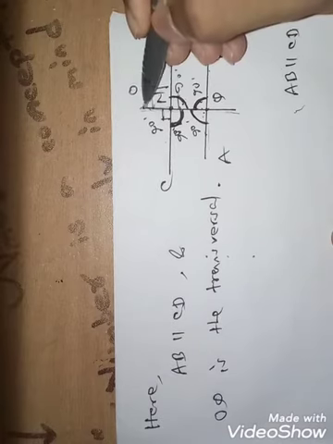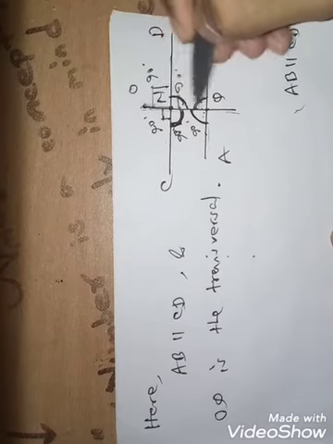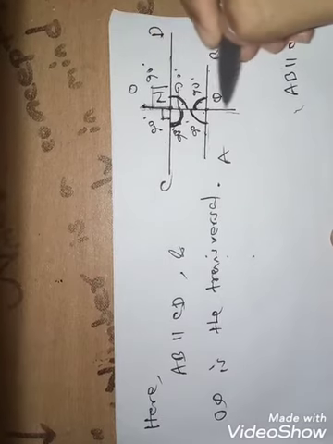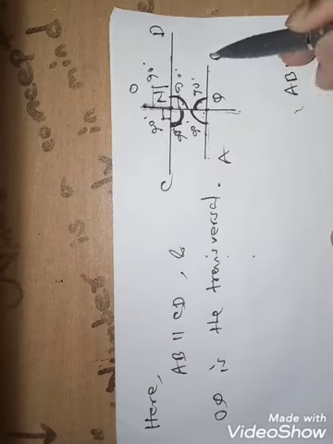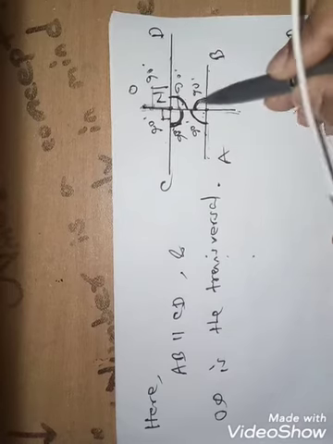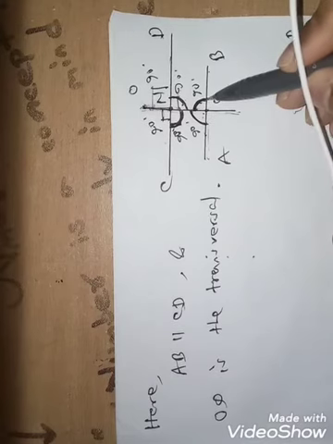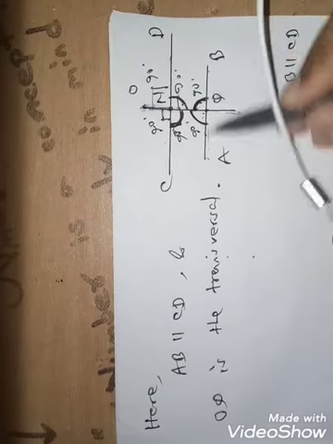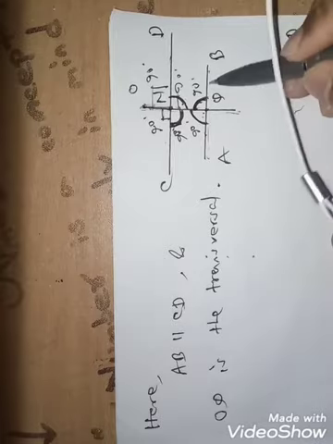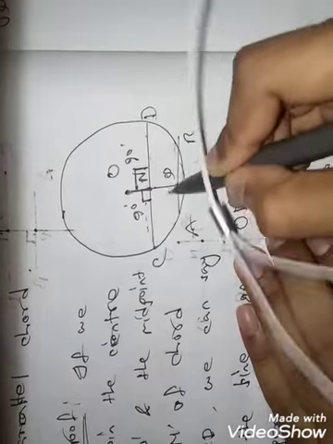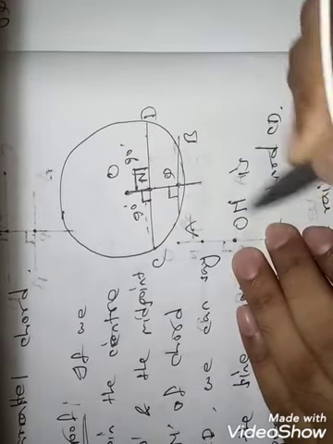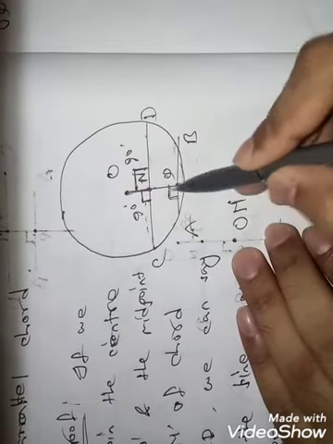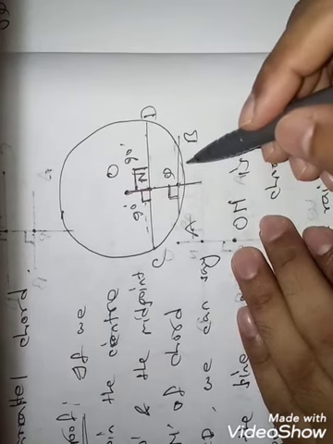That means the line segment that we raised downwards also creates an angle of 90 degrees with the chord AB. Now back to our main diagram. That means this one is also 90 degrees, and this one is also 90 degrees.